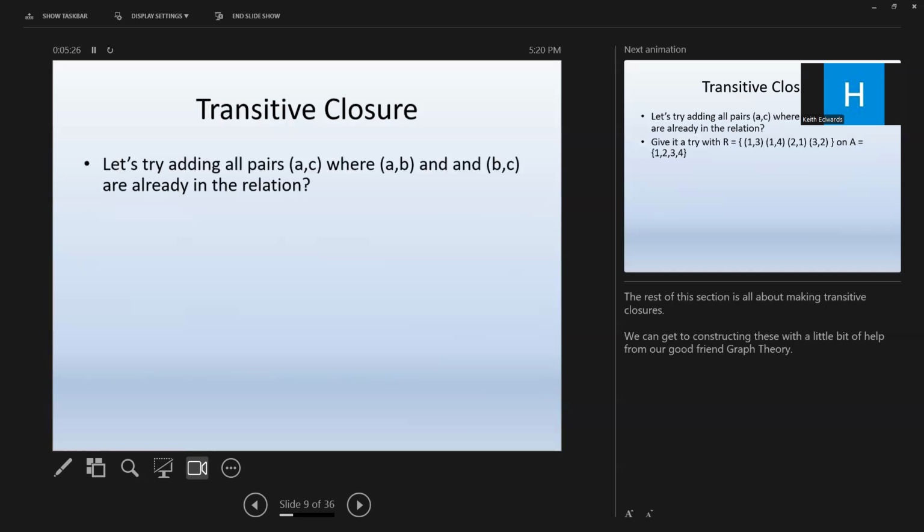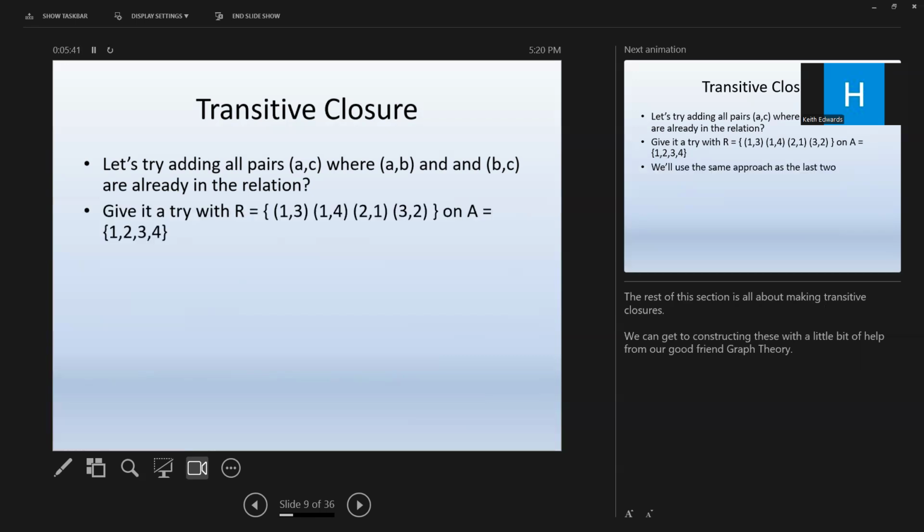Transitive closure. Okay, let's give this a shot. We got the symmetric and the reflexive ones pretty easy. Let's try the same technique by adding all pairs (a, c) where (a, b) and (b, c) are already in the relation. Let's try it with R = {(1,3), (1,4), (2,1), (3,2)} on A = {1, 2, 3, 4}. We're going to try the same approach as we did with the last two. It's been a good approach so far. Let's see if it continues working.